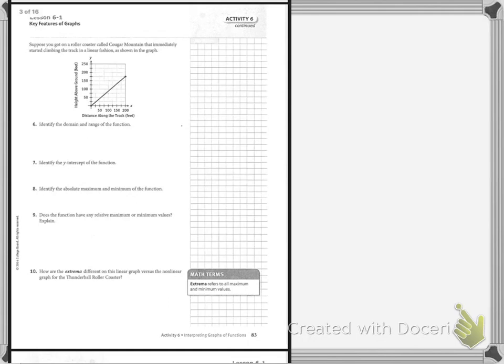I'm going to ask you to do those practice based on the vocabulary we just talked about. We're going to go over that in class tomorrow.